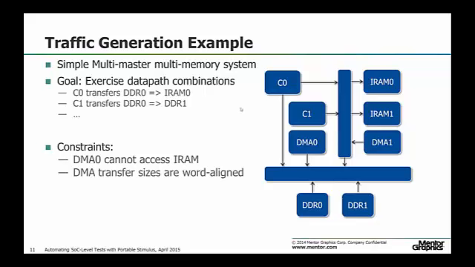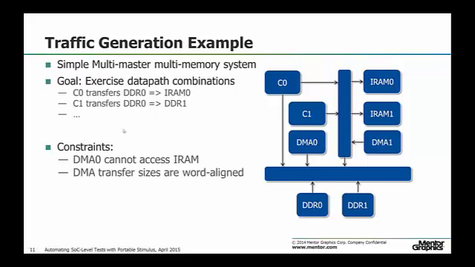One reasonable goal here would be to exercise all the data path combinations. We want to make sure that core 0 can read from both the DDRs and write to all the internal memories and so on. DMA should be able to read from all the memories. And we may also be interested in the concurrency aspects. So what happens if core 0 tries to write to an address at the same time as DMA 0 tries to read from it, things of that nature.